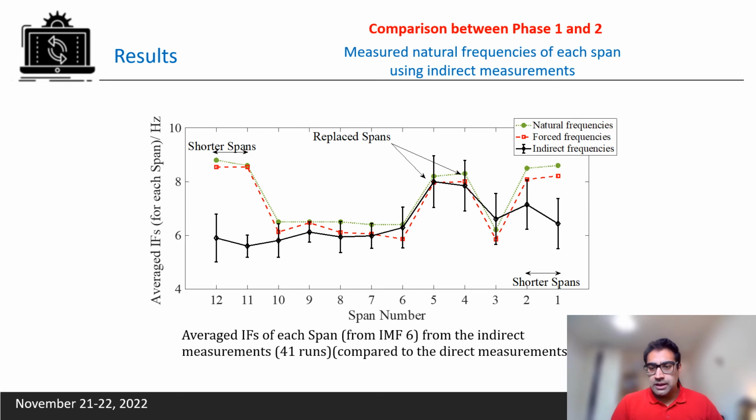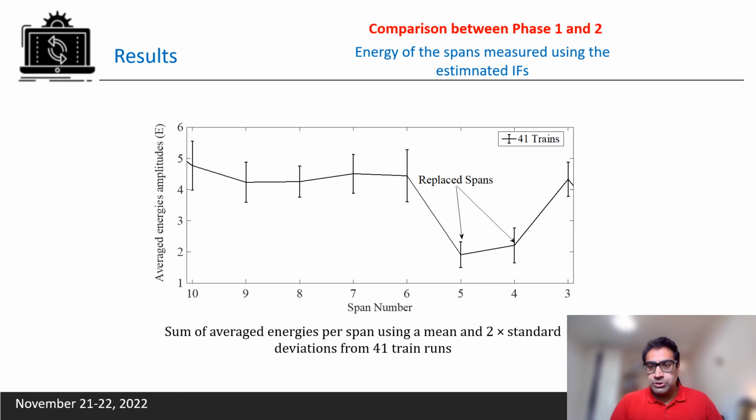This result shows that the indirect measurements from the in-service train measurements can be used to estimate the natural frequencies with a reasonable accuracy that can indicate the health condition of the bridge. Also in this study, average energies of the instantaneous frequencies from each span are calculated to show the structural change after the rehabilitation. Here at spans 4 and 5, lower energies indicate the replaced spans being stiffer than the existing ones. This parameter can also be used to assess and facilitate bridge monitoring using in-service train measurements.